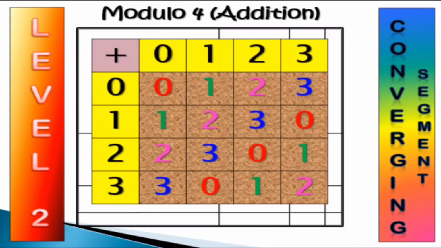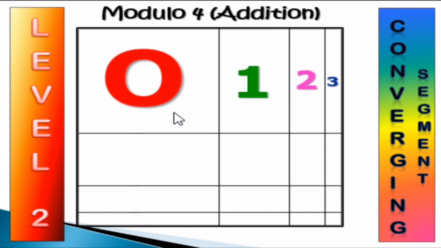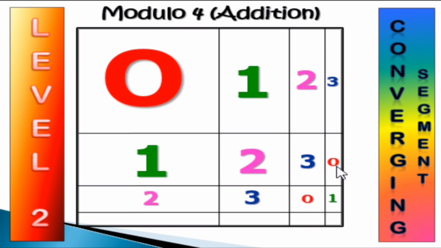Let us have again quadrant 2. And this is the pattern. We have 0 here, 1, 2, and 3. Next, 1, 2, 3, 0. Then 2, 3, 0, 1. And 3, 0, 1, 2.